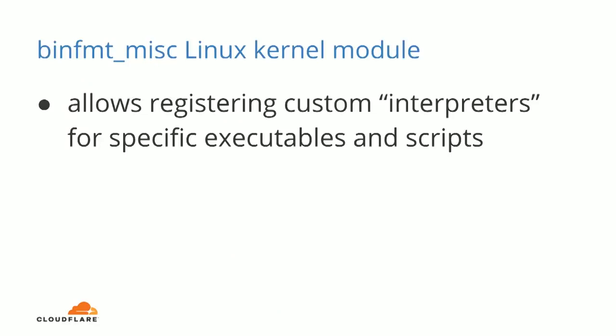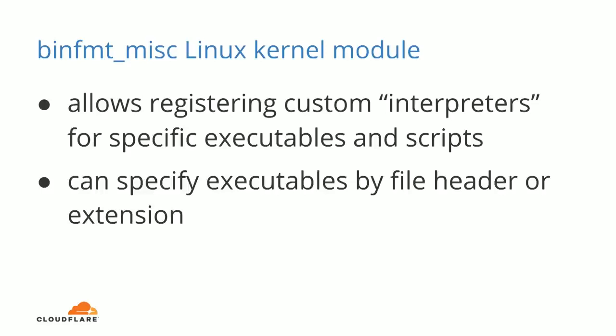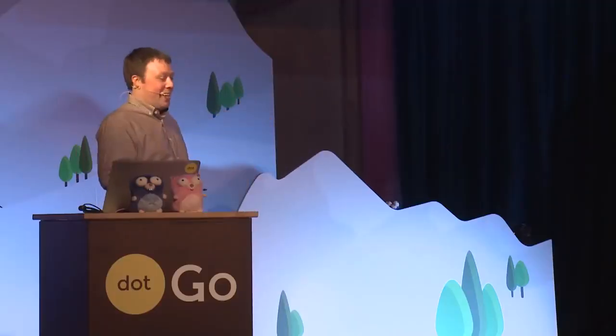So binfmt_misc in Linux allows you to register custom interpreters for custom files and scripts. So it basically allows you to create your own executable formats. And you can nominate your executables either by a file magic header or an extension. And surprisingly, for a kernel feature, it has great documentation. So it's very easy to digest.